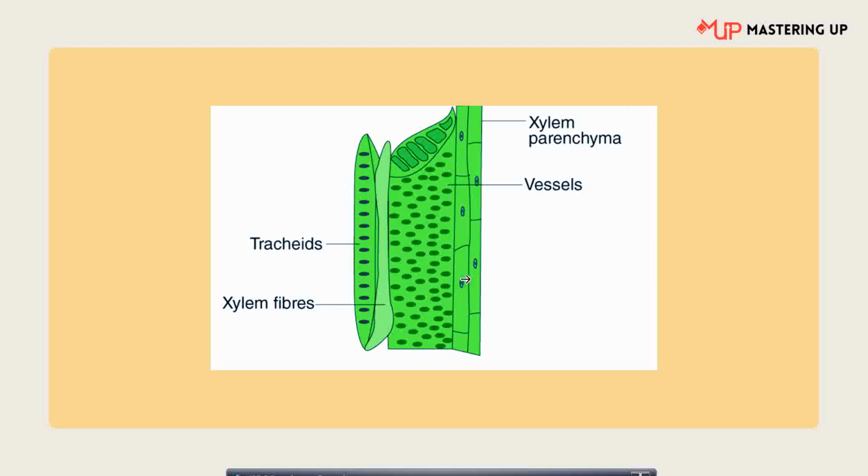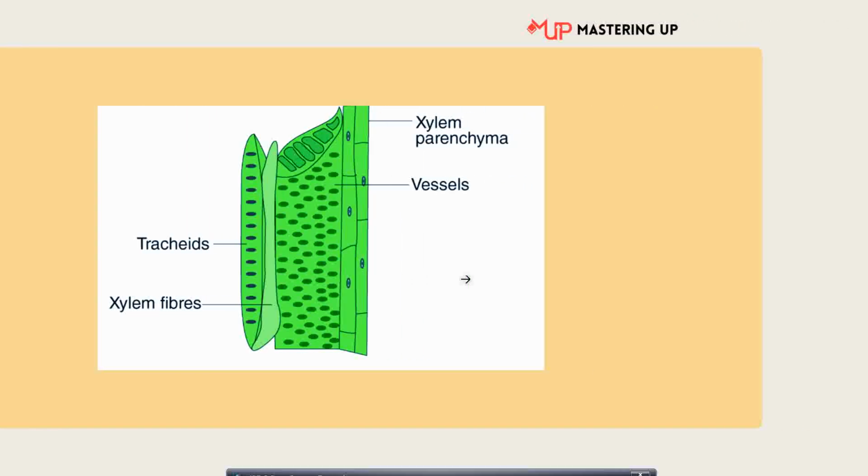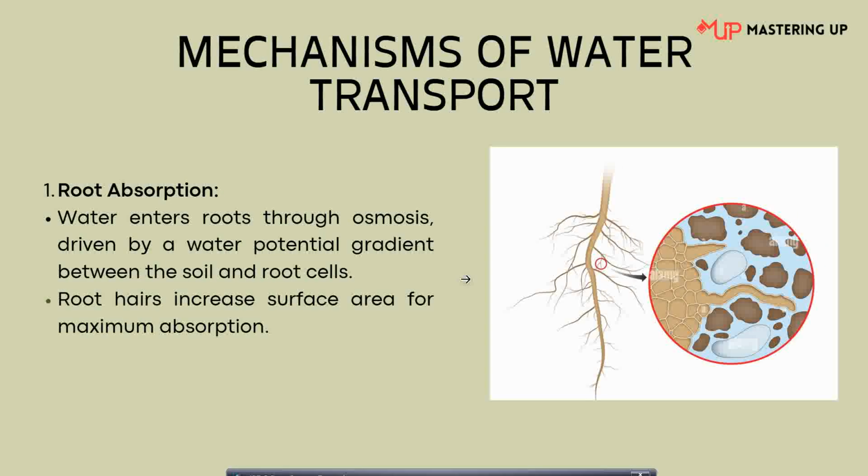Now we know the structure of xylem. Now we have to know how this water is being transported, the mechanism of water transport in plants. First of all, root absorption. Let me tell you how these things are happening inside the root of the plant. Let's see how water is being absorbed.